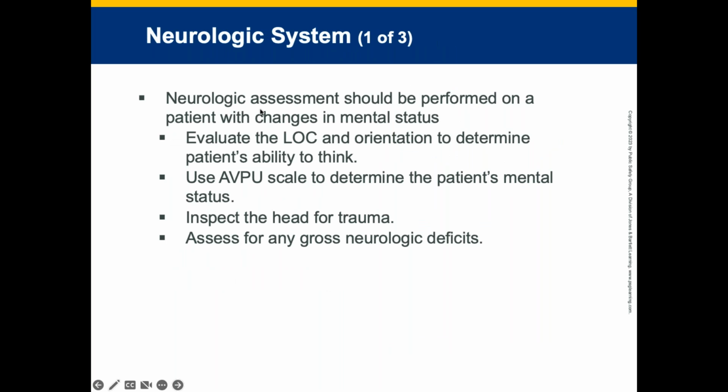So as far as the neurologic system goes, we need to make sure we do a decent neurologic assessment. That should be performed on any patient that has a change in mental status. Evaluate the LOC and orientation to determine the patient's ability to think. Right? Person, place, time, and events. Use the AVPU scale to determine the patient's mental status. Alert, verbal, painful, unresponsive.